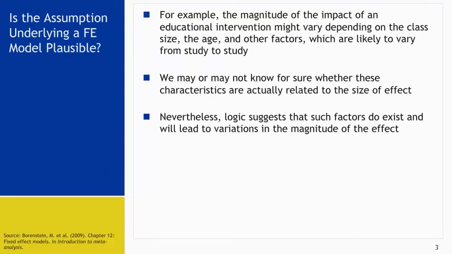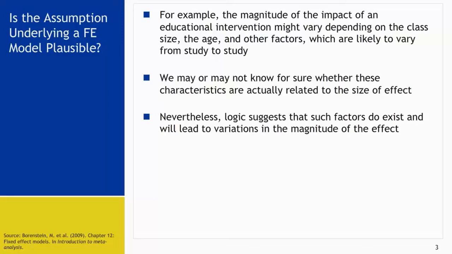For example, the magnitude of the impact of an educational intervention might vary depending on the class size, the age, and other factors, which are likely to vary from study to study. So let's think about this for a moment. Who on earth is going to do a study that is exactly the same as a study that has already been done? You may get two identical studies for those drug trials submitted to regulatory agencies for approval.